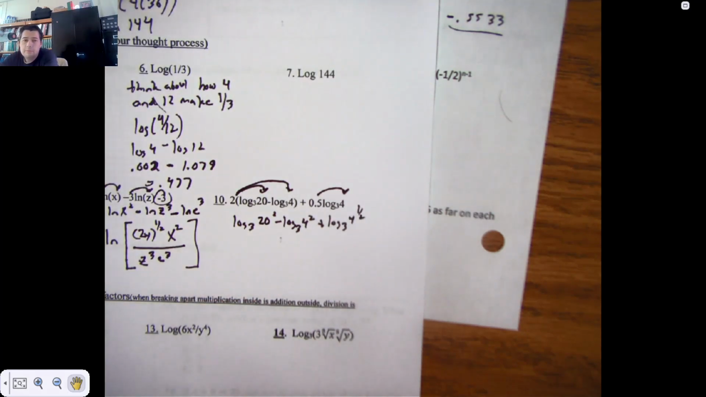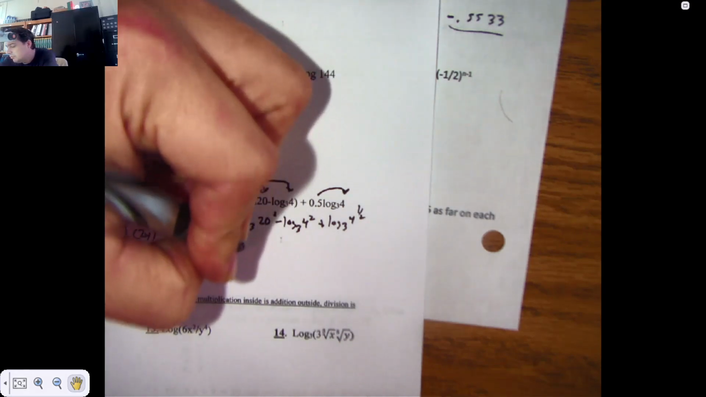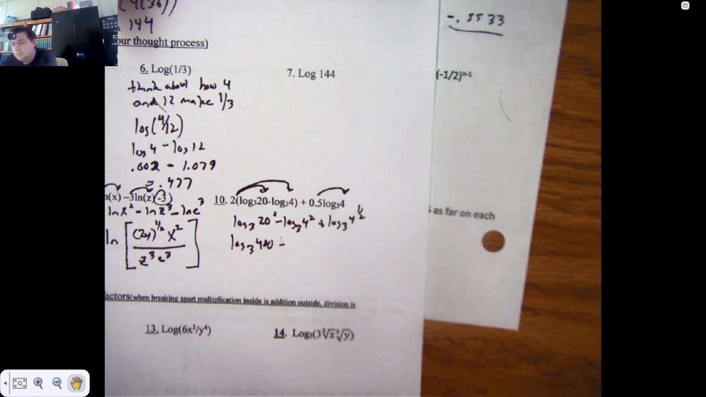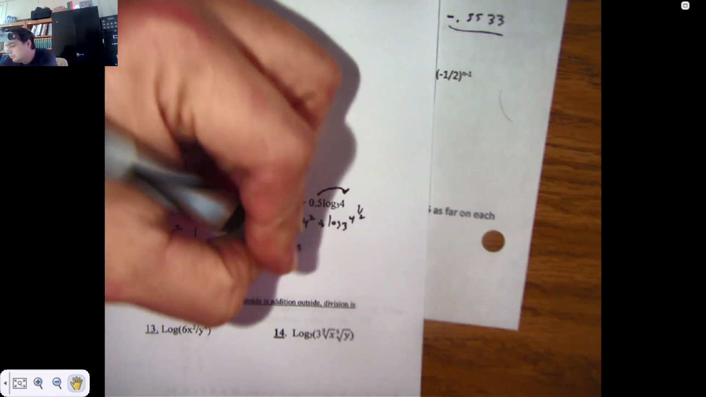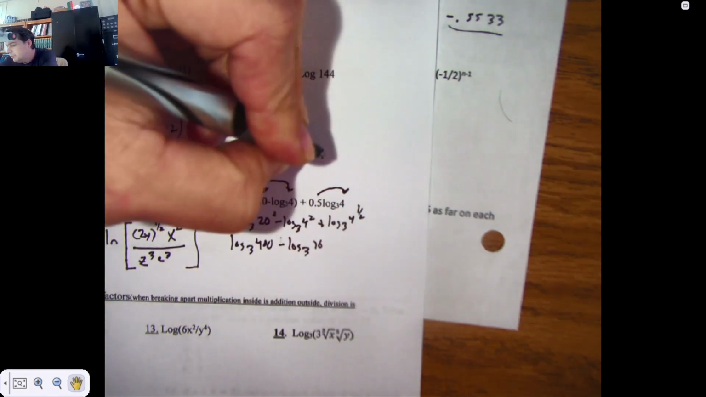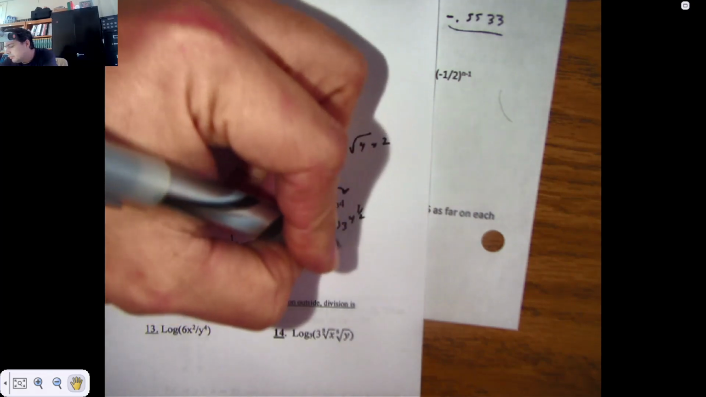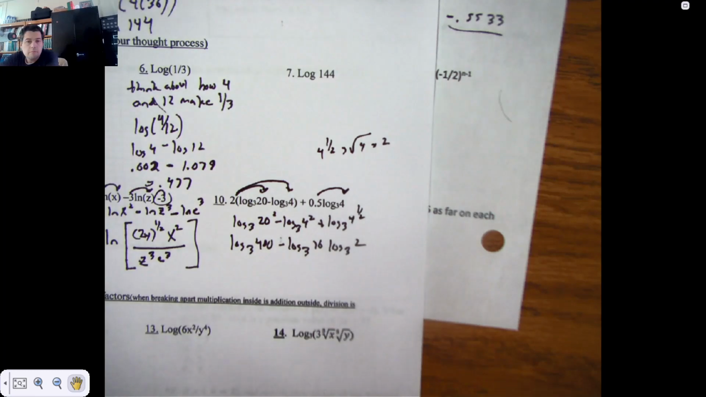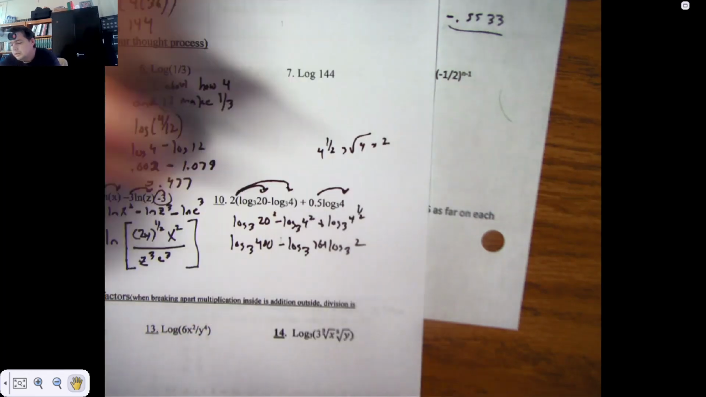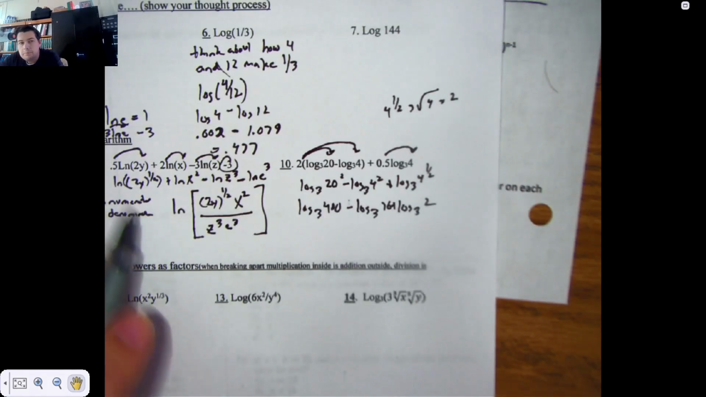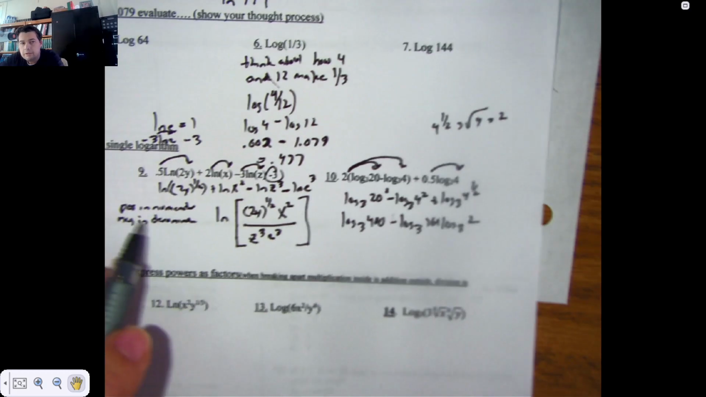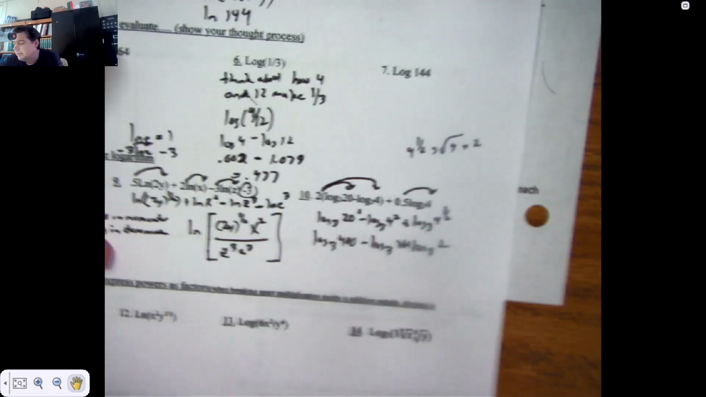Then you're going to work with the numbers. 20 squared is 400. 4 squared is 16. And 4 to the 1/2 is the root of 4, which is 2. I forgot the plus. Let me go back over to this rule right here. Positive in the numerator. Let me get over there. There she is. Negative in the denominator.